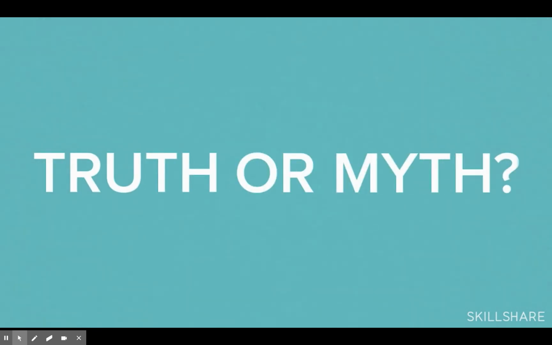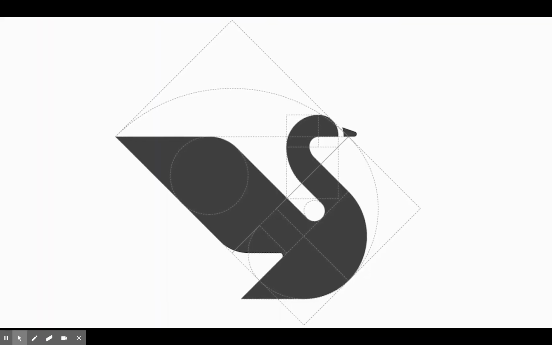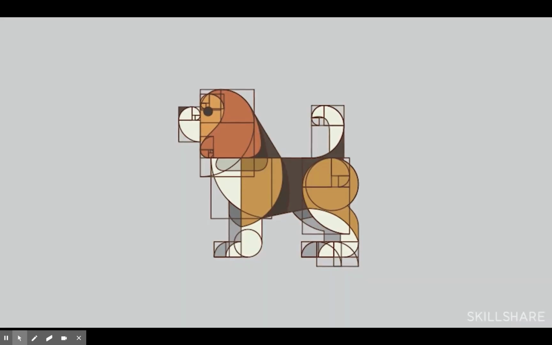So, is the golden ratio true, or is it a myth? For designers and artists, it may be just one more tool on the quest for creative perfection.